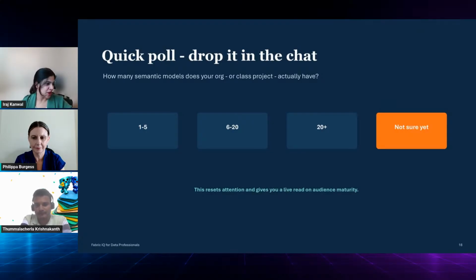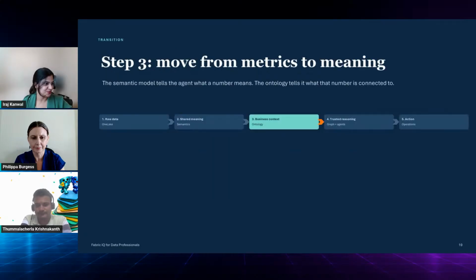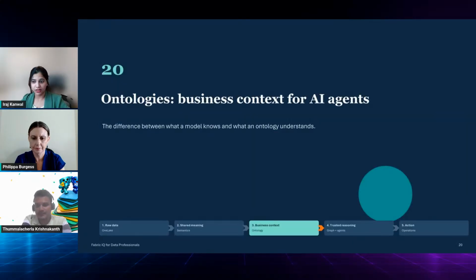And that is where the metrics transition into meaning, which is called the business context. Whenever we are talking about business context, we are talking about ontologies, right? So a semantic model helps us define the metrics consistently. Now we have to go one level up, and that is where Fabric IQ comes in. We move from metric to meaning, and what those metrics are connected to in the real business gives us the meaning. Ontologies are the most important section of the session.